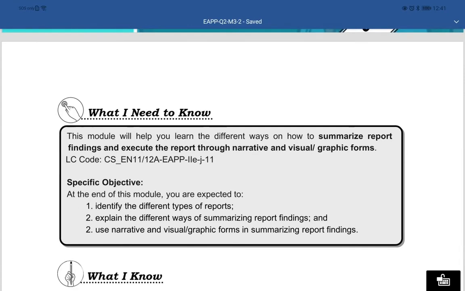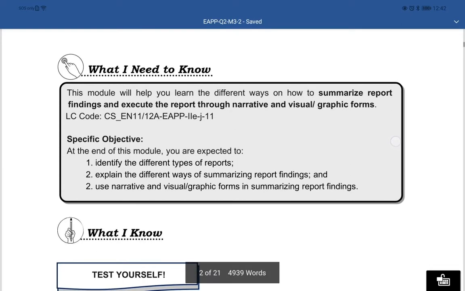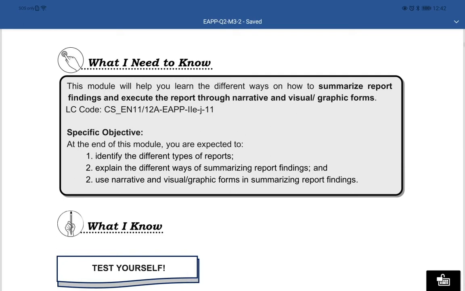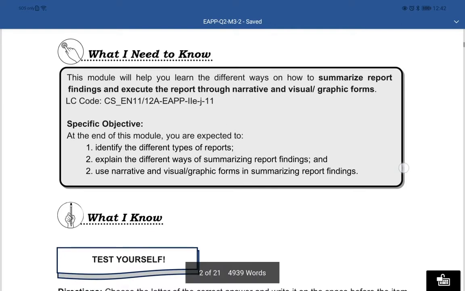This module will help you to learn the different ways on how to summarize report findings and execute the report through narrative and visual or graphic forms. Specifically, at the end of this module, you're expected to first identify the different types of reports. Second, explain the different ways of summarizing report findings. And third, use narrative and visual or graphic forms in summarizing report findings.